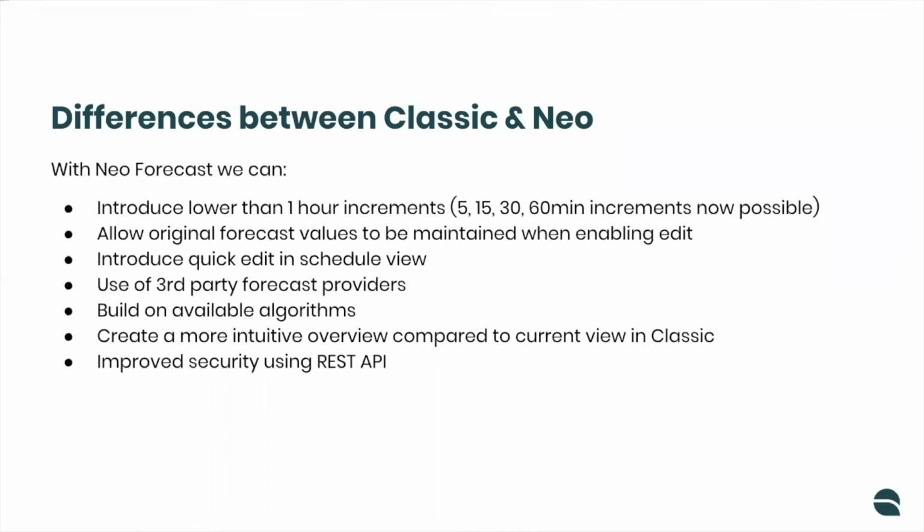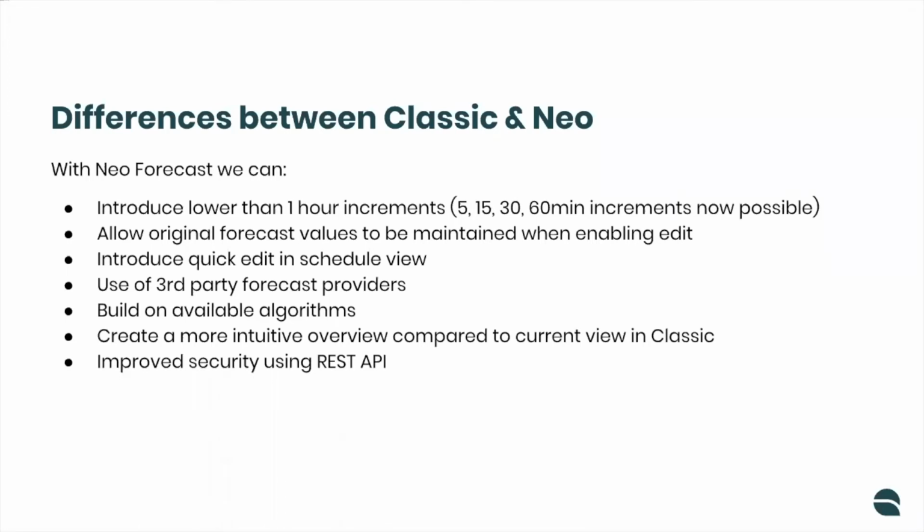It also allows us to build on the available algorithms. So when we say algorithms with regards to forecasting in Classic, we're talking about use of last year's historical data, 6 weeks trend, so last 6 Mondays, for example, and also then copying from previous periods with a percentage increase. So we were limited really to those algorithms. What we are able to do with Neo forecasting is introduce new, more intelligent algorithms to achieve what we've previously discussed, to allow for the accuracy of that forecasting to be improved.